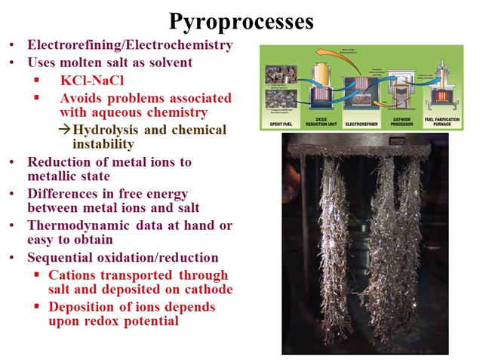Within pyro processing, separation is driven by the reduction of metal ions to the metallic state. And this is based upon the differences in free energy between the metal ions and the salt. So within a potassium chloride, sodium chloride system, the window is fairly large. So for instance, you can make uranium metal before one would make potassium metal or sodium metal. So the solvent system is useful. One would not be able to achieve this with water.